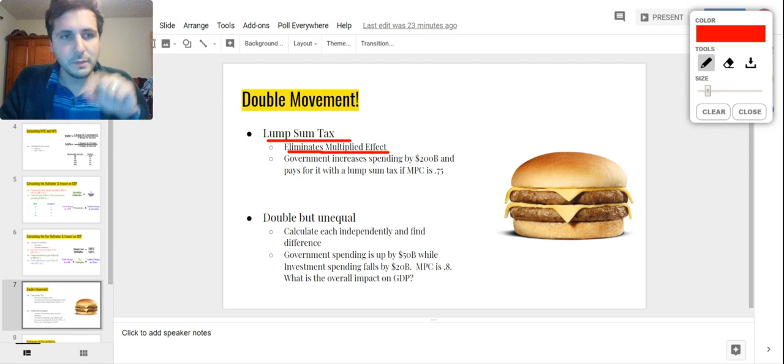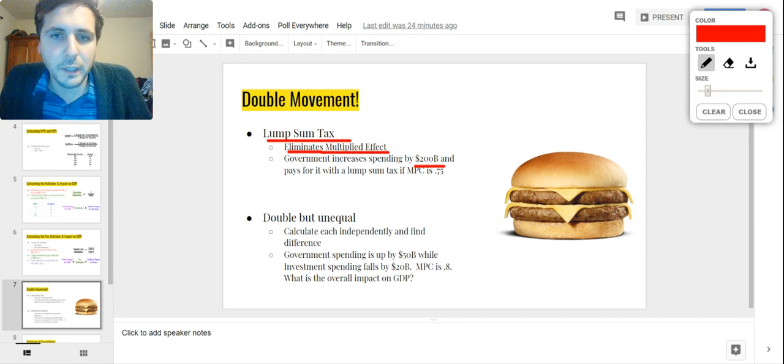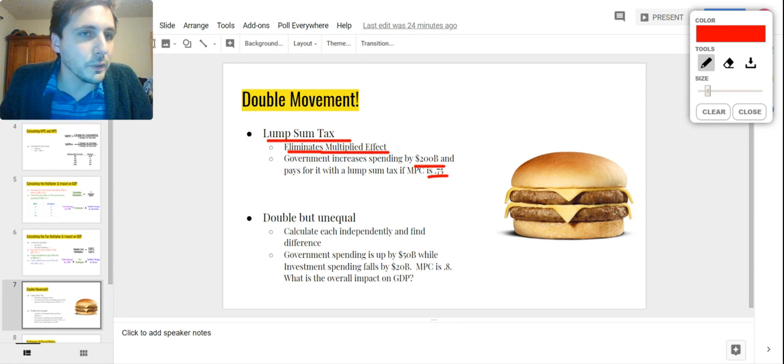They say taxes went up by 10 million, spending went up by 10 million. What's the impact? The answer is GDP went up by 10 million because the multiplied effect is gone. It's just that initial 10 million that went in that has an effect. All right, so here we go. So we have government spending of $200 billion. MPC is 0.75. I pay for it with a lump sum tax.